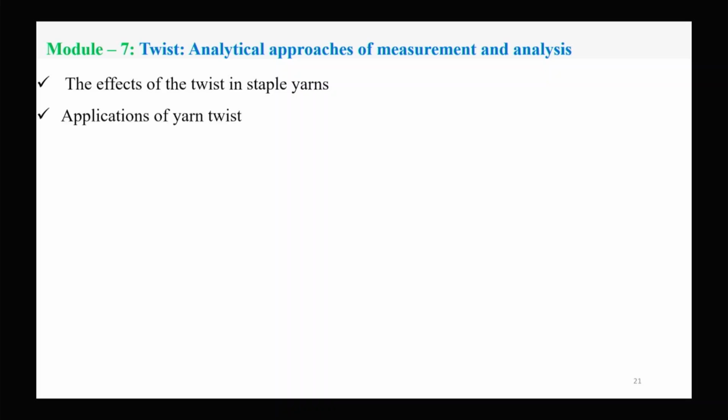Then application of yarn twist. We can use yarn twist for different purposes, like shadow effect, and maybe different types of crepe effect. We change the twist level. What is the meaning of twist multiplier? So this we will discuss, twist TPI and twist multiplier. We will also discuss measurement of twist of single yarn and plied yarn, and related numericals we will do.